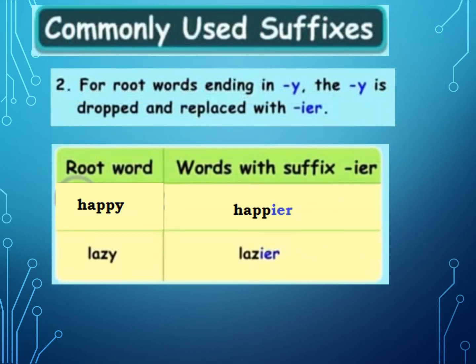For root words ending in y, the y is dropped and replaced with ier. The root word happy, if the suffix is added, y should be dropped. In the place of y, ier, the suffix should be added. In the same way, for the root word lazy, y is dropped when we add the suffix to it: lazier. Lazy, lazier.